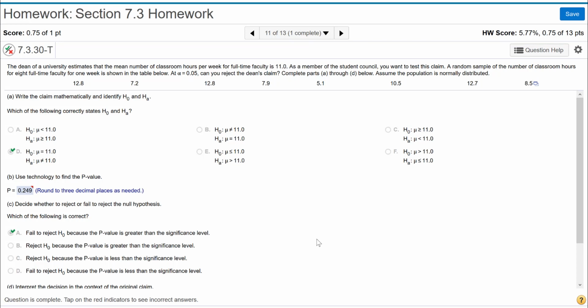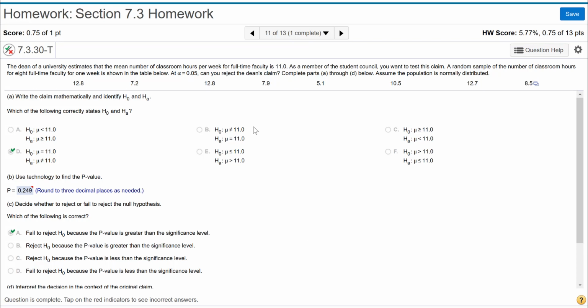So this is the difference between 7.2 and 7.3. On 7.3, you have to use the t-table to get what you want because you're at less than 30. All right, so that's the major difference there. So 0.05 is our alpha level here. Confidence levels. Let's see, can you reject the dean's claim? So let's go for it here.